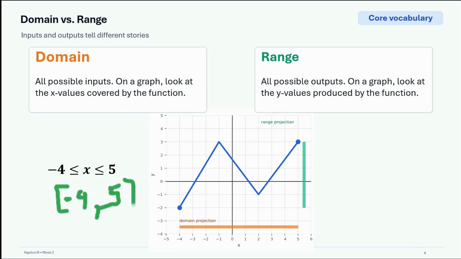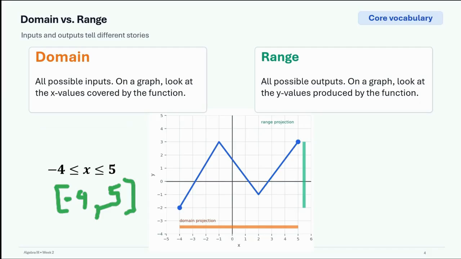And that would also be a square bracket because we have equals to on both of those. -4 is less than or equal to x. So x is bigger than -4, and it's smaller than 5 or equal to. So that is our domain.